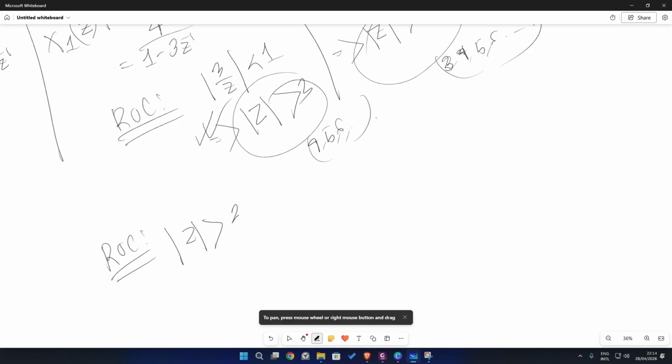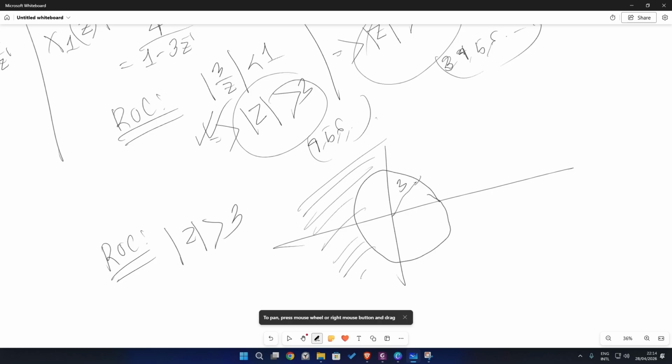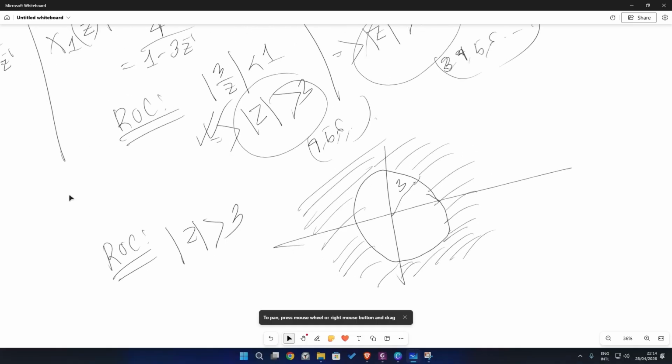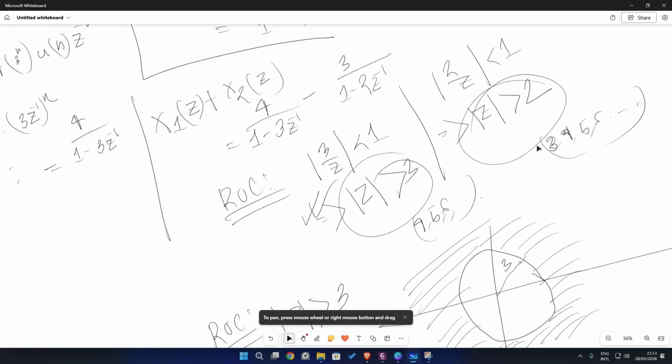z greater than 3. If we plot it on the graph, this is a circle with radius 3 and the region of convergence will be excluding the circle, outside the circle. So this is the ROC and this is the answer.